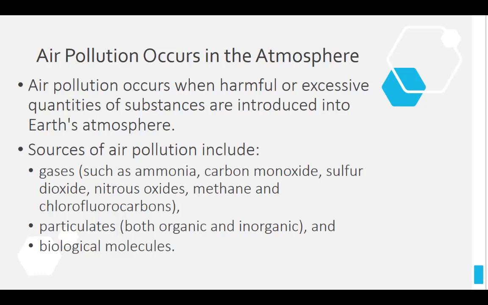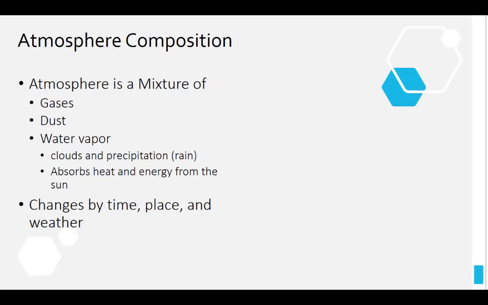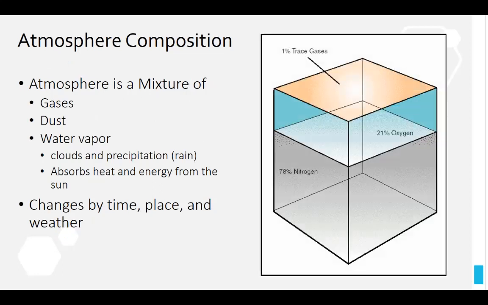Now, let's take a look at the actual gas mixture that makes up our atmospheric composition. The atmosphere is a mixture of gases, dust, and water vapor, and it changes depending on where you're at, what time it is, and what kind of weather you're having. And so, again, 78% of our atmosphere is nitrogen. I know a lot of people think oxygen's the primary component. It's not. Nitrogen is the primary component, with oxygen being second. And then 1% of that is our other trace gases that we're going to talk about.